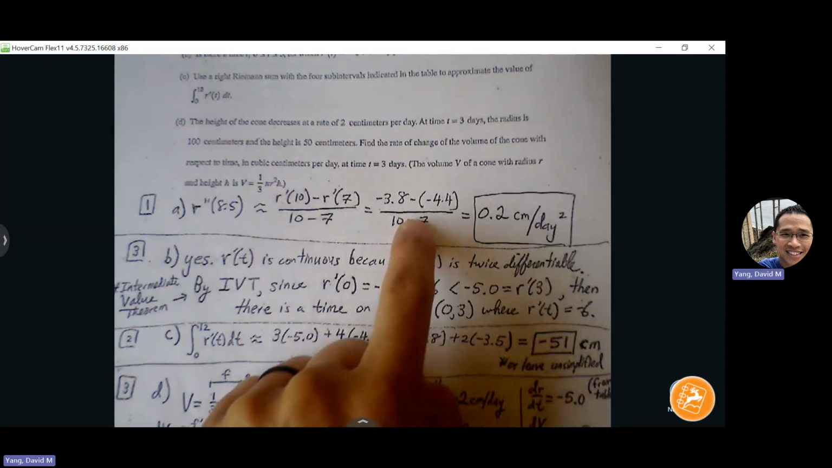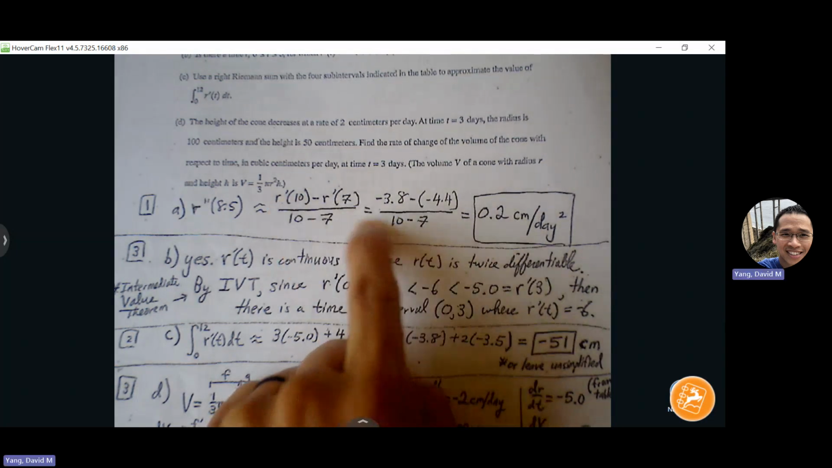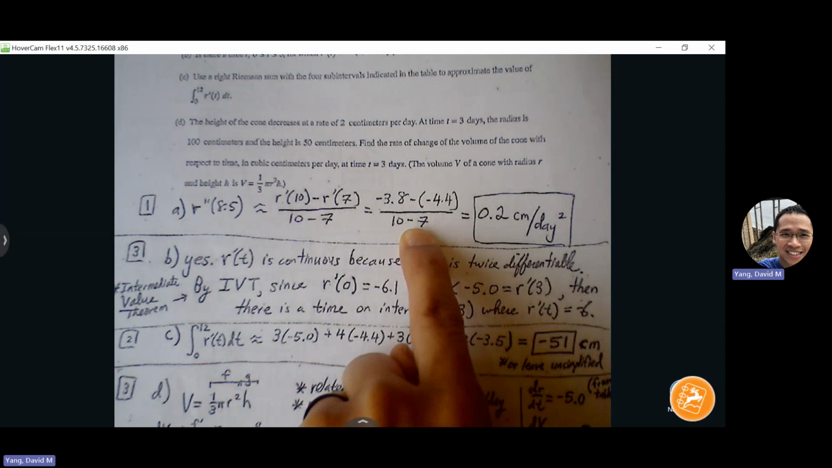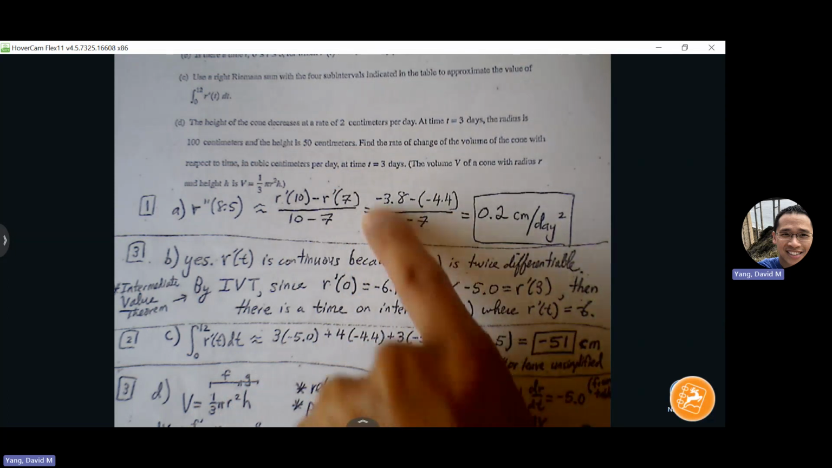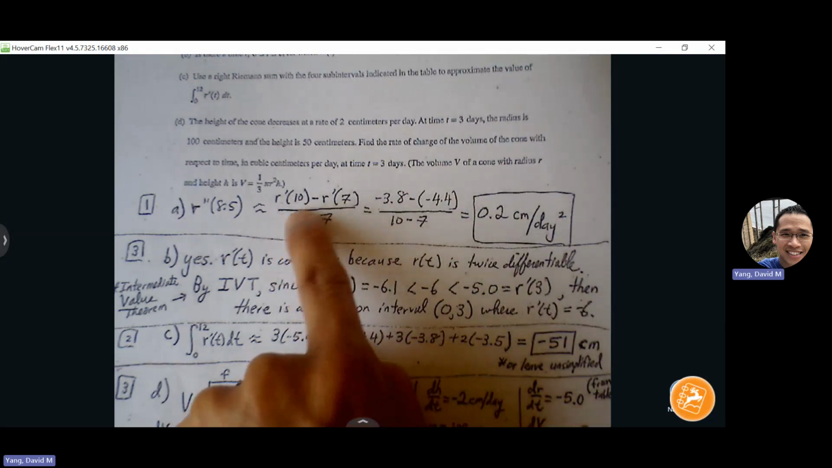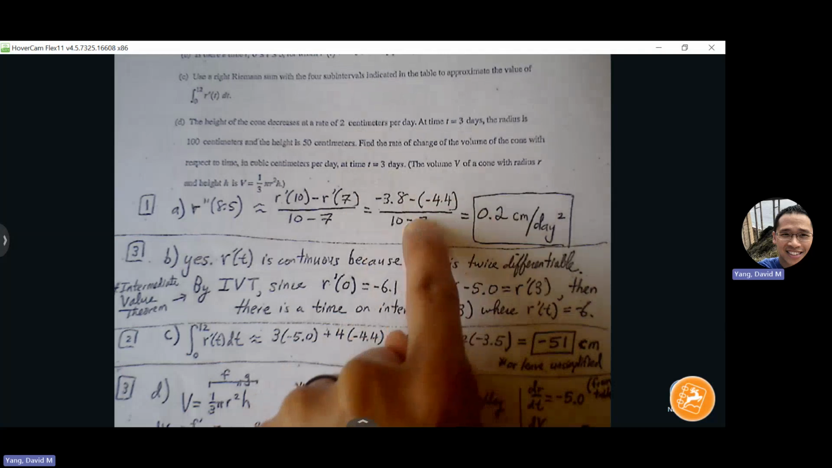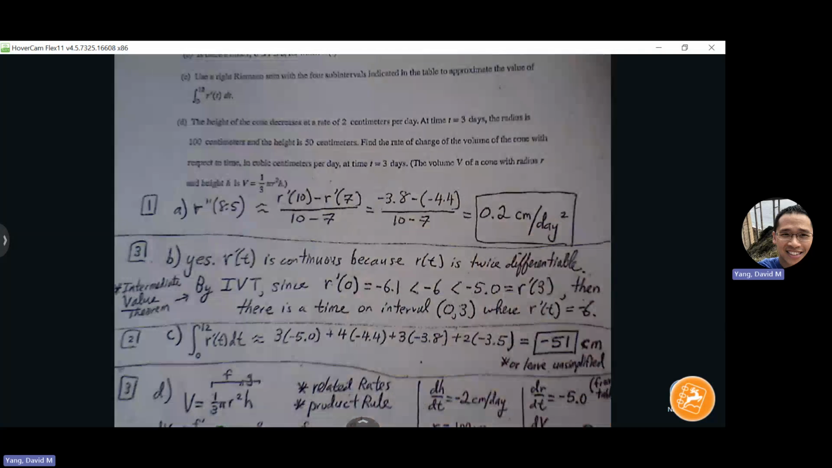Oh, and this is the non-calculator section. So you will probably just want to leave your answer in this form, right? You don't want to be subtracting it, but you do want to. You can leave it in this form, but you've got to go further than this. You've got to get these down to a number. But once you're here, you can just say here, this is centimeters per day squared. You don't have to get down to 0.2.